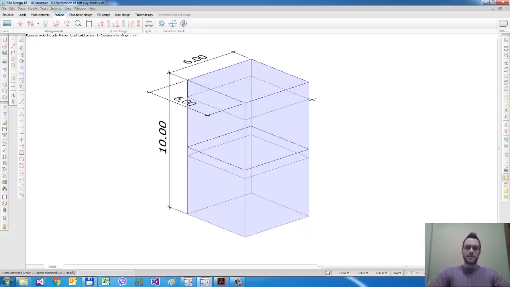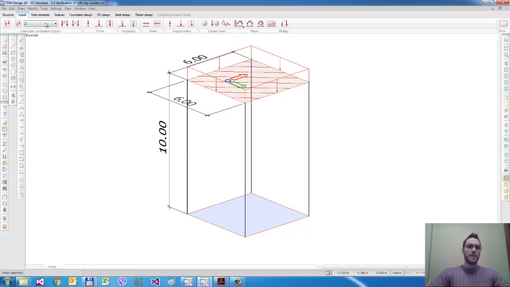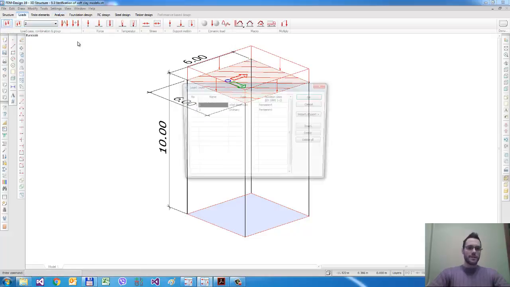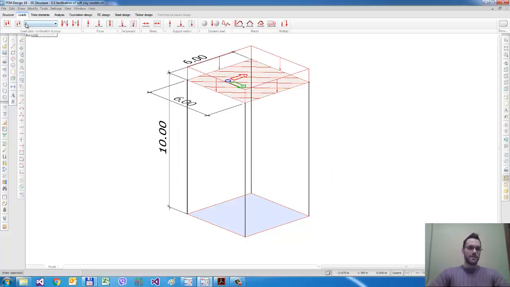The settlement in this case, considering the nonlinear material properties, is 1600 millimeters, so it's more than 1.5 meters in this case. And I can check the linear calculation. So if I check the linear calculation, I can see here that in the first load case there was the soil dead load, but it was neglected because in this case the self-weight of the soil was 0. But in the second load case there is the external load, you can see here.